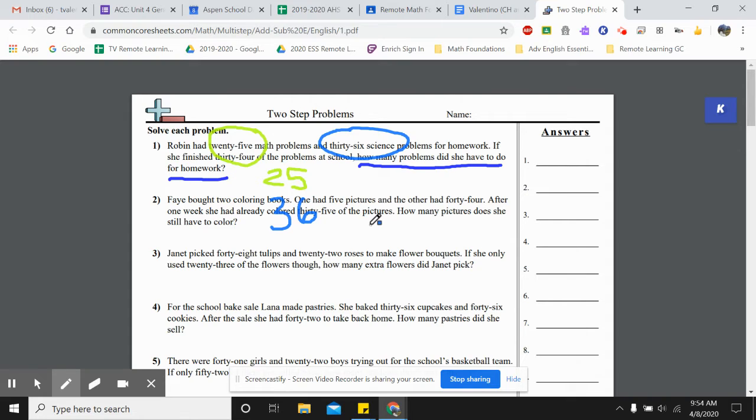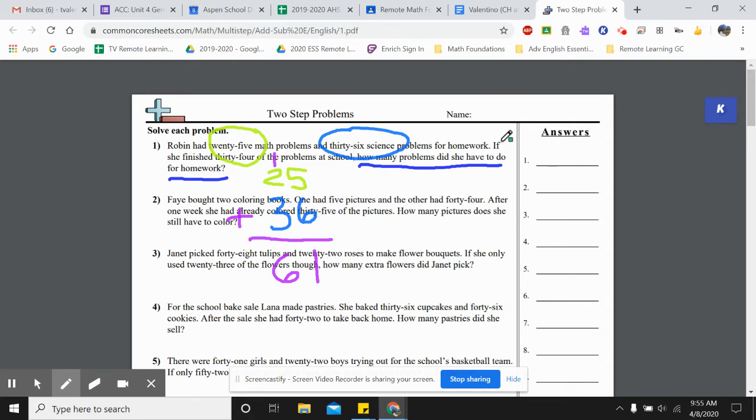My question is, how do we know how much she did altogether? We are going to have to add. So 25 plus 36. That way we know how many total homework problems she was assigned. Let's start at the ones column, 5 plus 6. We know that's 11. Bring down the 1 and carry the other 1. Let's look at the tens column. 1 plus 2 plus 3. 1 plus 2 is 3. 3 plus 3 is 6. So we know she was assigned a total of 61 homework problems.